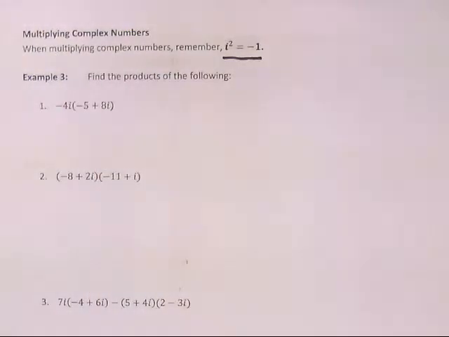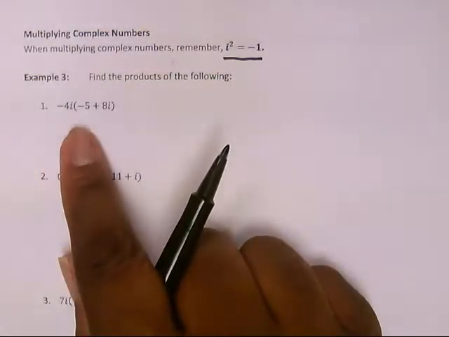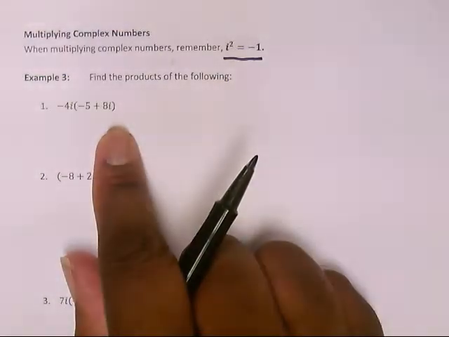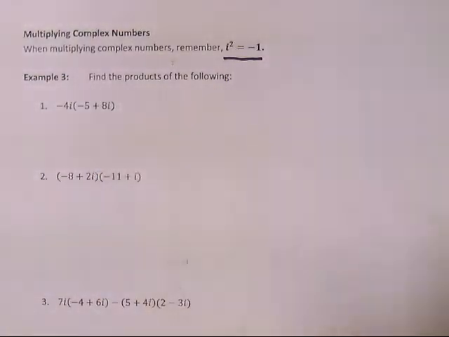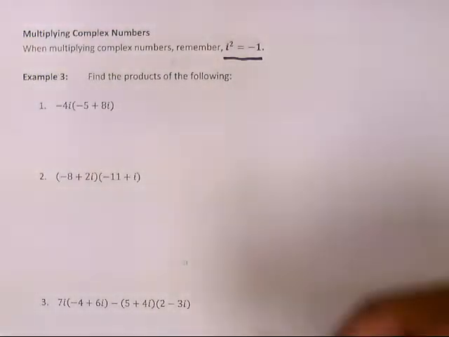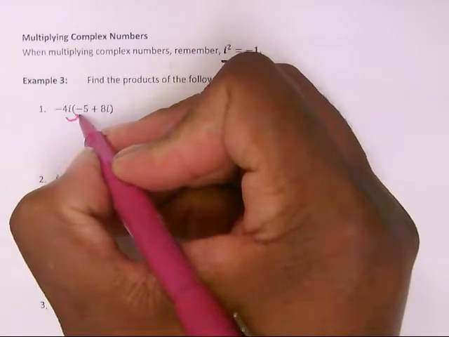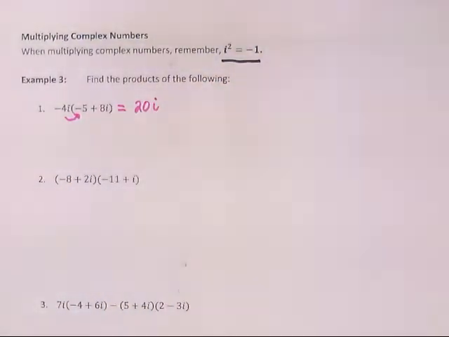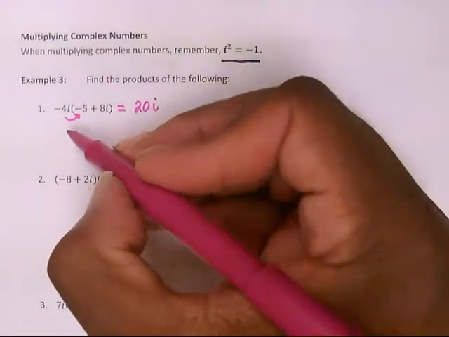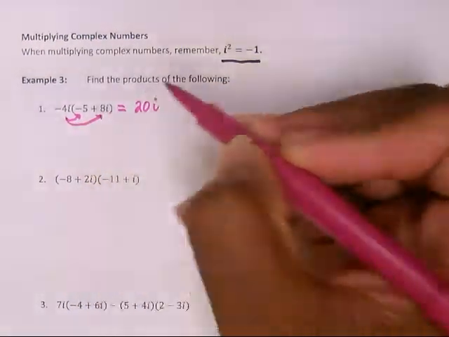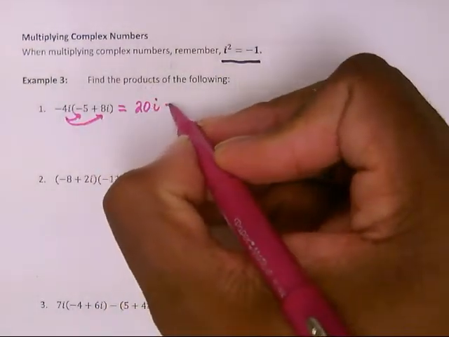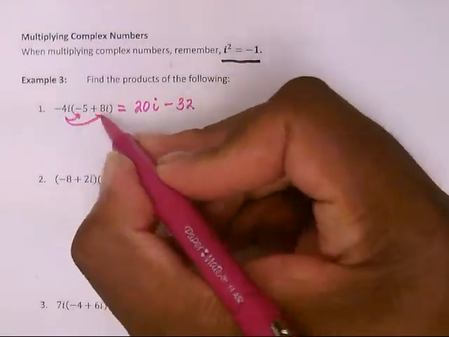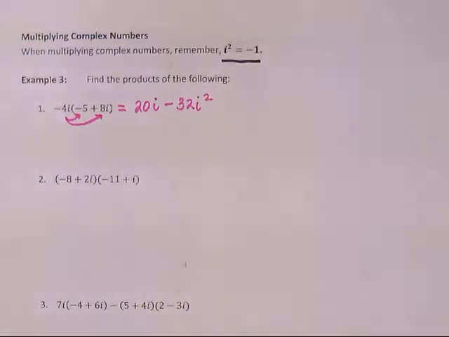So like in example 3, we're going to find the products of the following. For the first one, we got negative 4i times negative 5 plus 8i. So here we're going to use the distributive property to simplify this. When I do negative 4i times negative 5, that's going to be a positive 20i. And then negative 4i times the plus 8i. Well, negative 4 times 8 will be a minus 32. And then i times i is i squared.